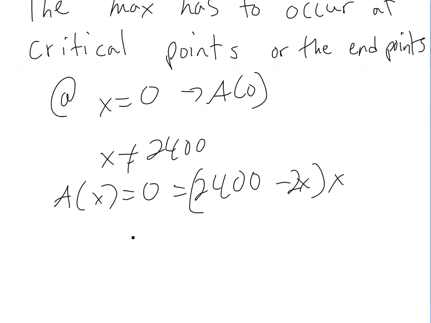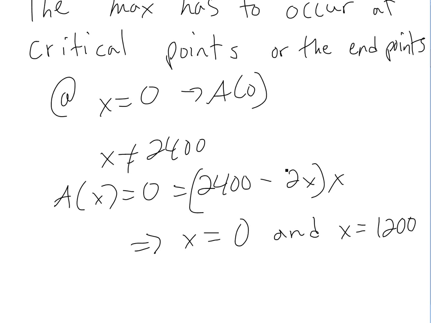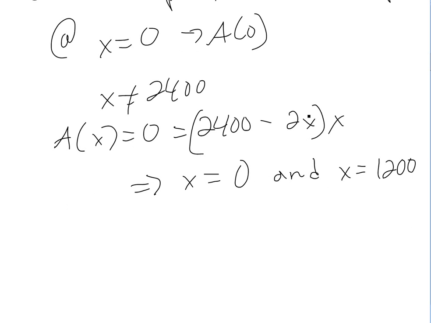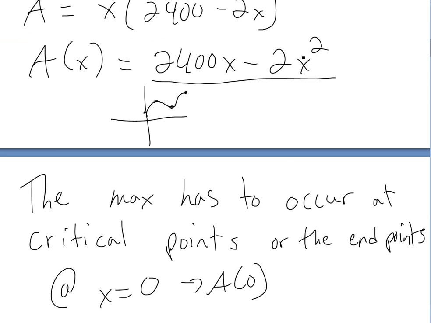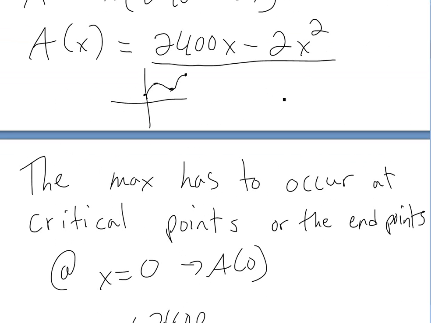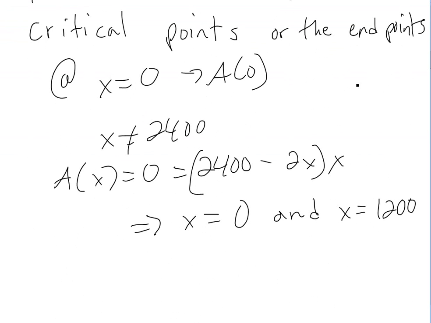This is equal to 0 when X is equal to 0, and when X is equal to 1,200. Rewriting 2,400 minus 2X and setting it equal to 0, then dividing by 2, you get X equals 1,200. If X is greater than that, you get a negative number. So this is only defined for X greater than 0 and less than 1,200, and at both endpoints it's 0.